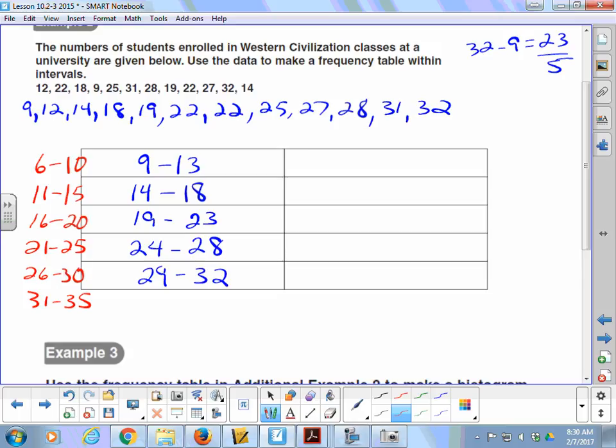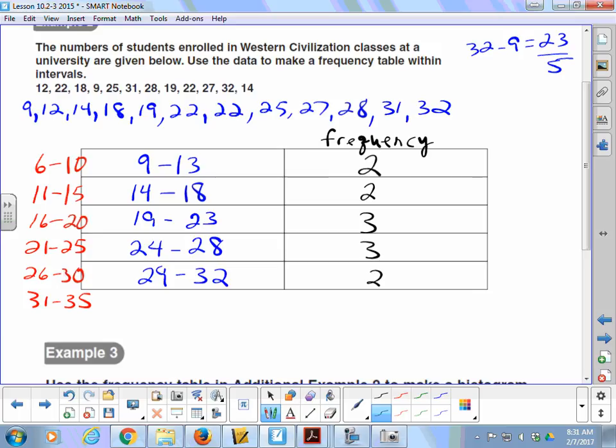So now when we do a frequency table, this column here is going to be our frequency, which means how often numbers occur in that grouping. From 9 to 13, we have 9 and 12, so we have 2 numbers there. Our frequency will be 2. From 14 to 18, we have 2 numbers. 19 to 23, there are 3 of them. 24 to 28, there are 3 there also, and 2.